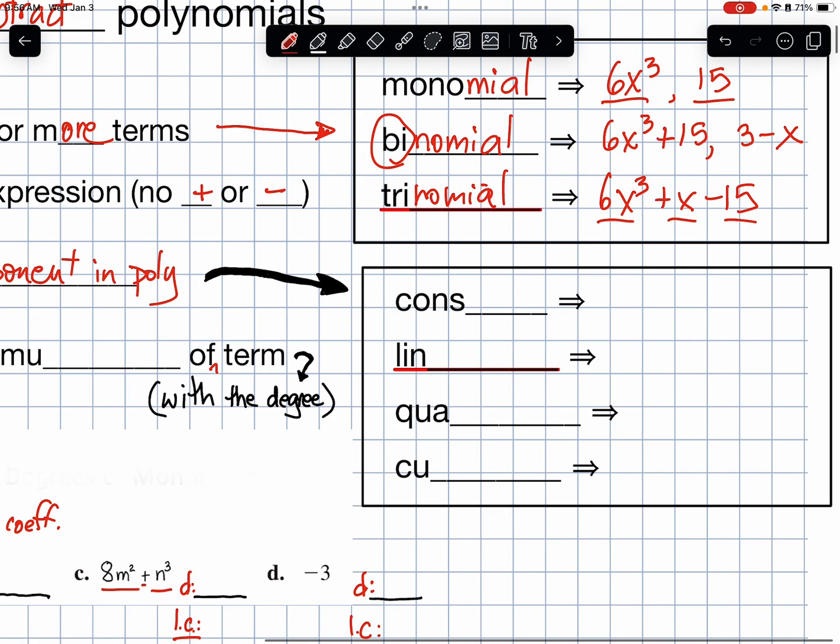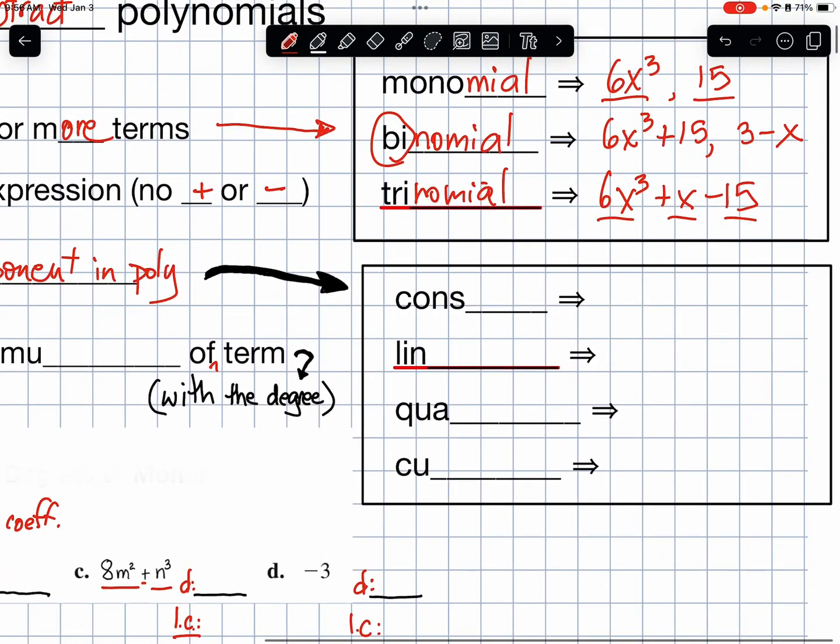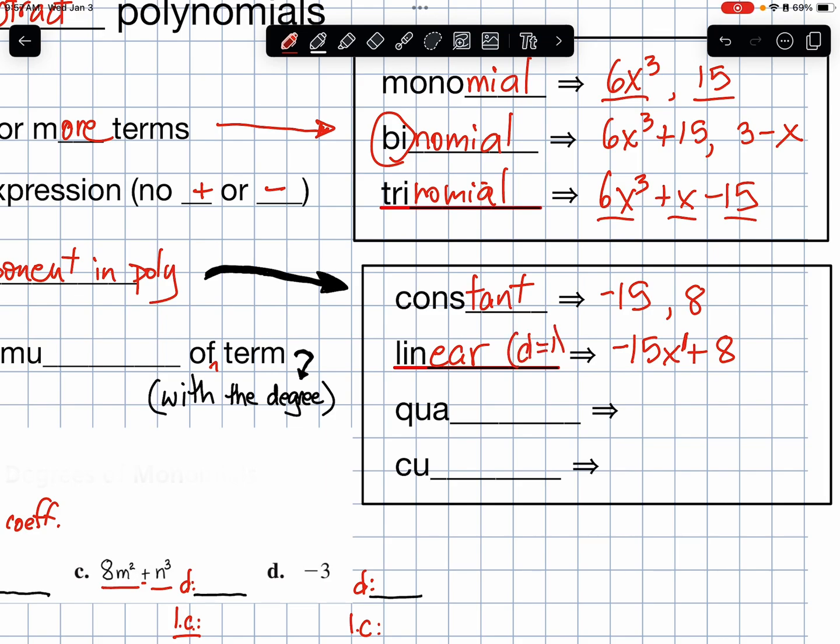So an example, if you only have a number like negative 15, that's called a constant. Notice there's no variable, right? Or the number 8, right? That's a constant. Now, if you have a linear expression, that means you've got a variable, so like negative 15x plus 8. Why is it linear? Because my highest power is 1. So the degree of that problem is 1.